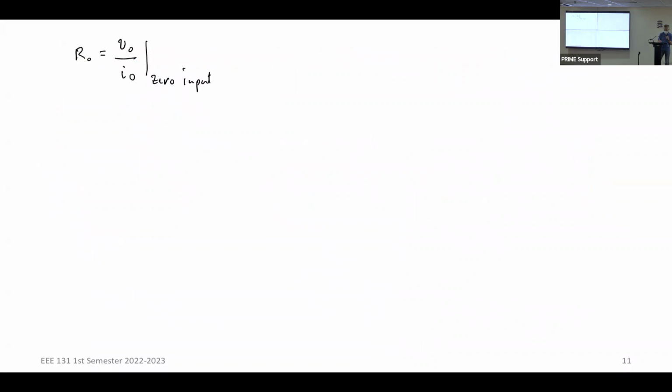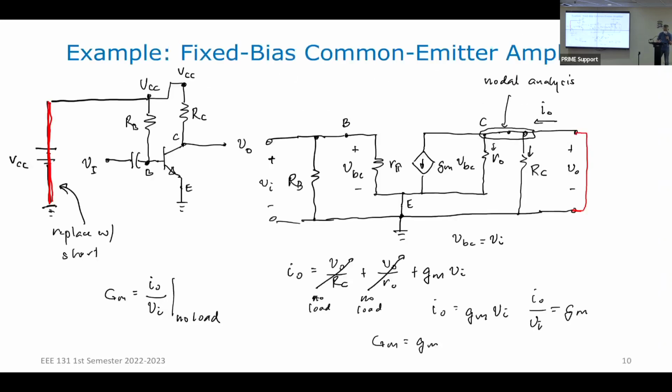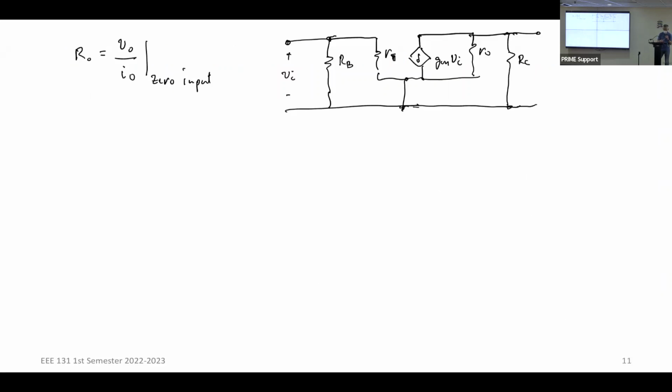So zero input, if I draw it here, I'll draw it very quickly. So I have RB, I have R pi, okay. This is GM V sub I, no? Because VBE is equal to V sub I, no? This is RO, and then here I have RC, no? So R sub O is V sub O over I sub O at zero input. Now V sub O is a test voltage. So magkakabit tayo dito ng test voltage V sub O. We connect the test voltage V sub O, no?